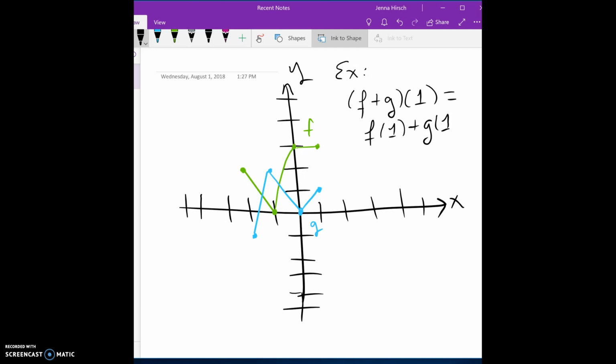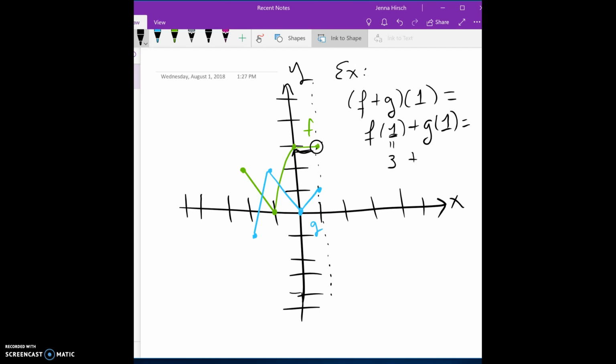So what that means is we need to go to each function and figure out what our y value is when our x value is 1. So for f of 1, I'm going to go to 1 on the x-axis, which is right here. I'm just going to draw a little dashed line at 1 on the x-axis. And the y value that maps us to over there is 3. So f of 1 is 3.